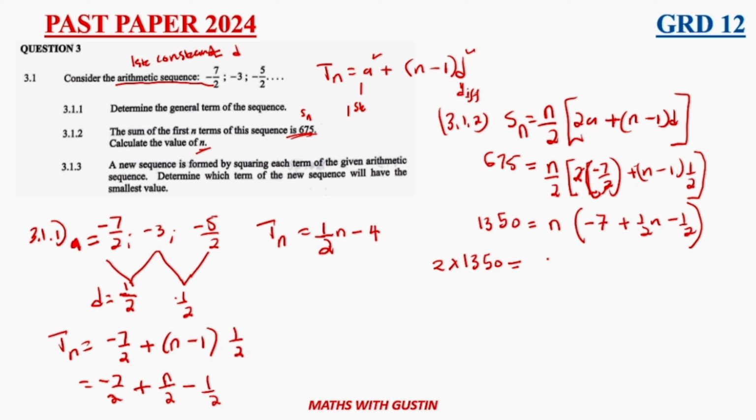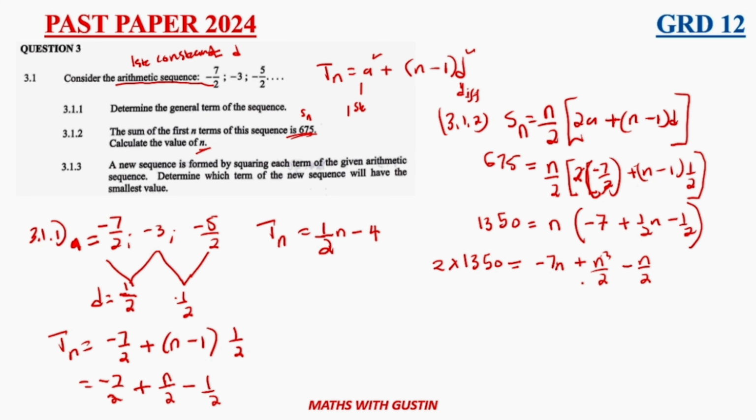n, this n times that. Okay, negative 7n. Therefore, this n times that n will give us plus n squared plus what? n squared divided by 2, negative n over 2.